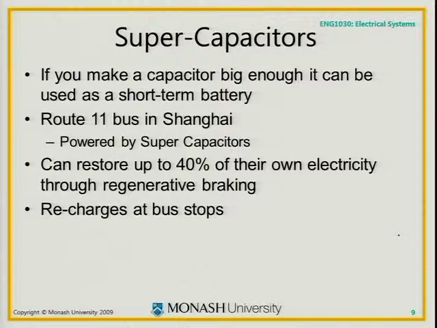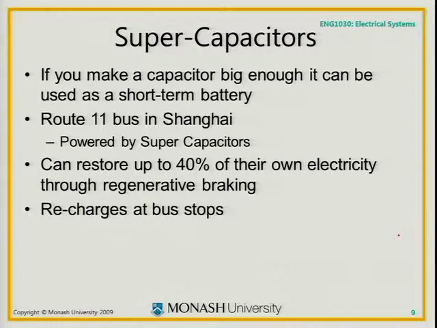And indeed, the Route 11 bus in Shanghai is powered by supercapacitors. Not big batteries, but supercapacitors. It can restore up to 40% of its own electricity through regenerative braking, and it recharges at bus stops. The difference here is you can probably only go a few miles on the charge. You've got to recharge. So that's not very good for a passenger vehicle, for your car.